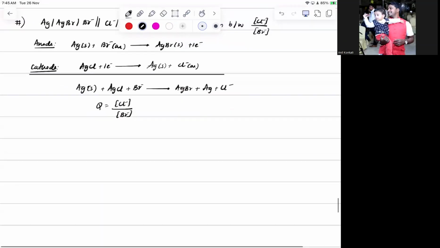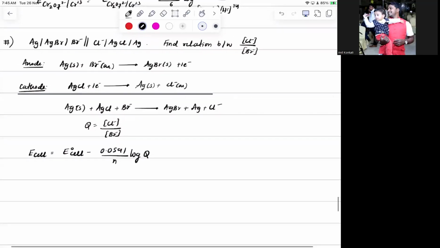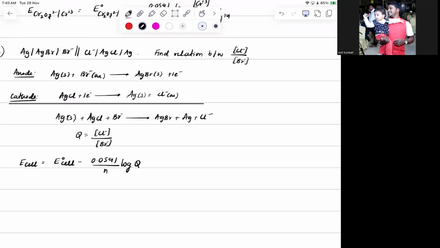Now what will we do? We will put this back in the equation. So E cell is equal to E naught cell minus 0.0591 by n log of Q. This is what we know, isn't it? Here, if it is given to find the relation between these two when E cell is 0, some condition like this will always be given in these types of questions. Either E cell is 0 or E cell is 1.1, some value would be given.